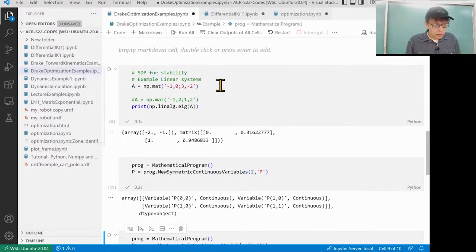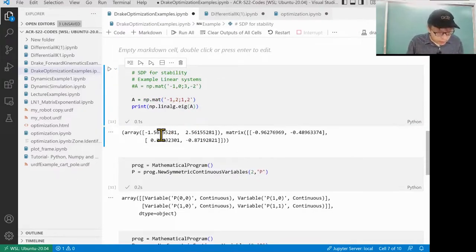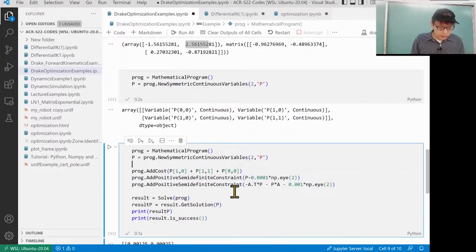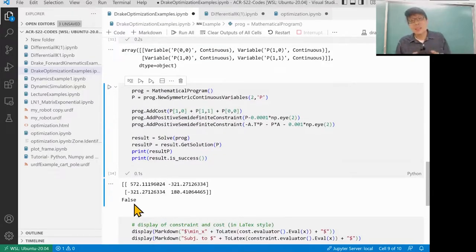But let's change to another A matrix. Suppose my A matrix is this. Now the eigenvalue is... is this stable or not? No. You have a negative, stable eigenvalue, and you have a positive, unstable eigenvalue. Then I can do the same thing, run it again: false. It cannot find any P satisfying this, if and only if. So with just a few lines of code, you can construct the Lyapunov functions.